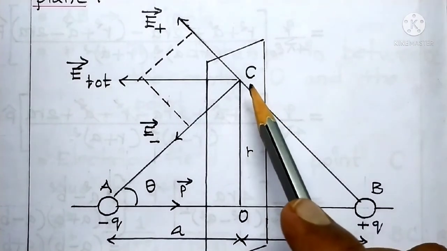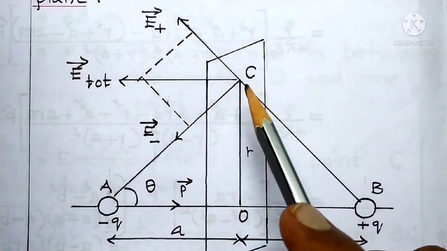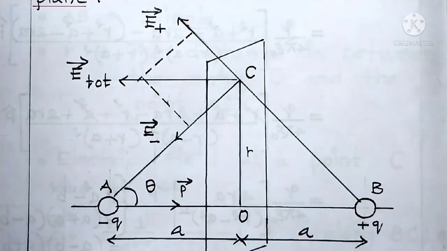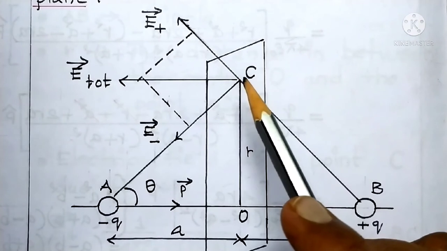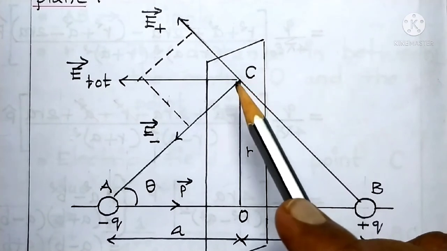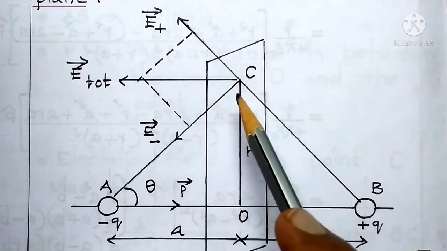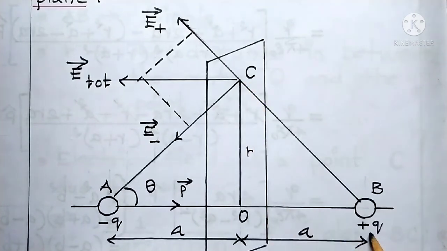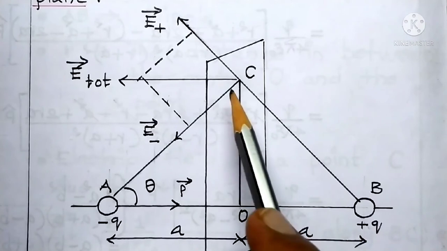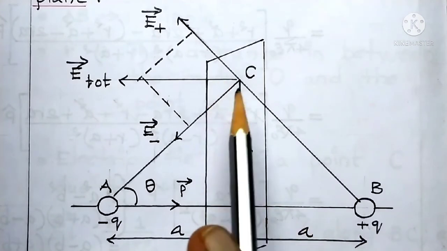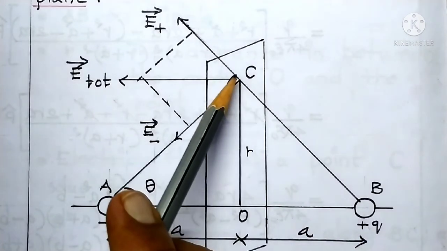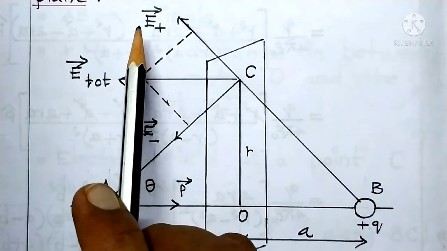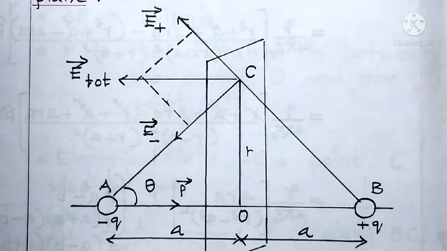C is the point we have chosen to find out the electric field on the equatorial plane. So at this point only we are going to find out the electric field. So I am going to place the test charge. A test charge is nothing but a positive charge. So this positive charge repels this positive charge. So the electric field direction is towards this side. So here it is written E plus vector.